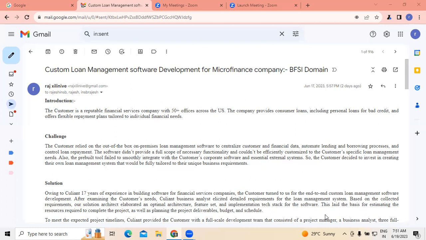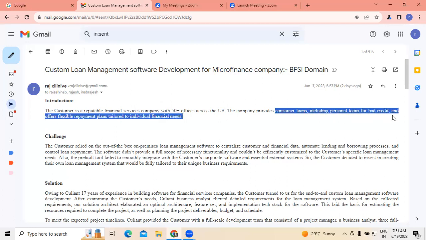Their major nature of job, which I'm highlighting, is providing customer loans to different customers, including personal loans. Even people who have bad credit can get personal loans from them. At the same time, they offer flexible repayment plans and more to individuals for their financial needs. This is the nature of business of a microfinance company.